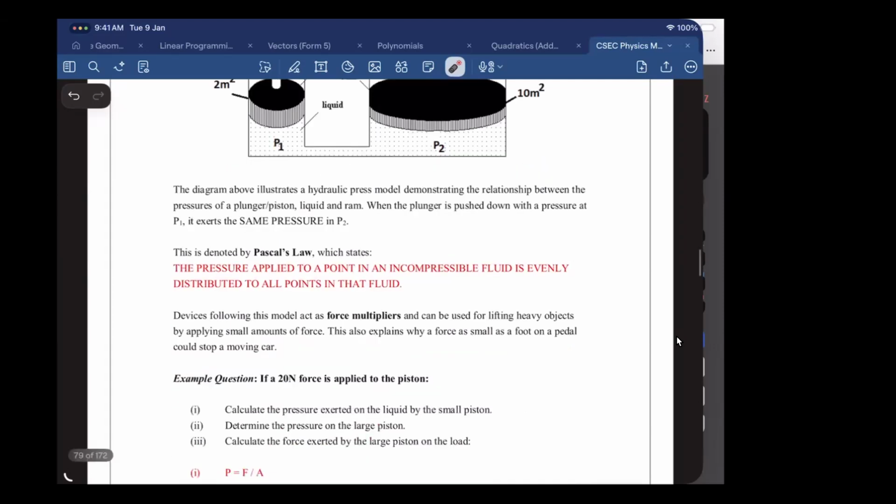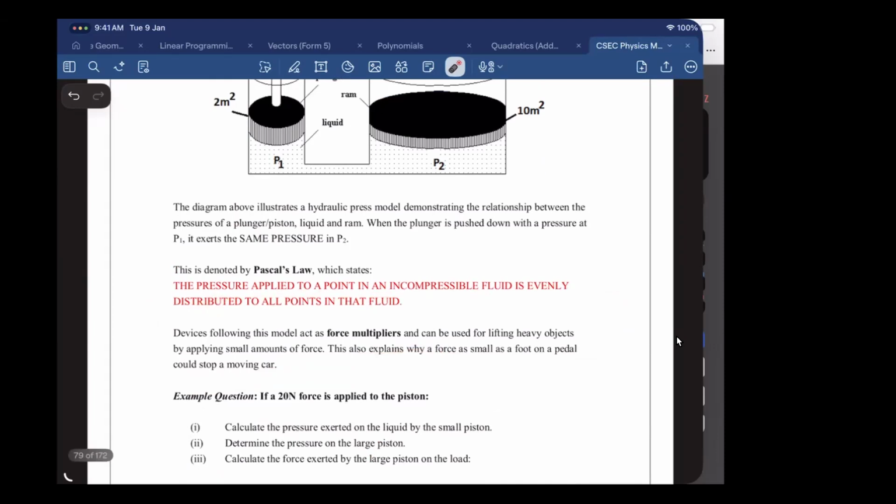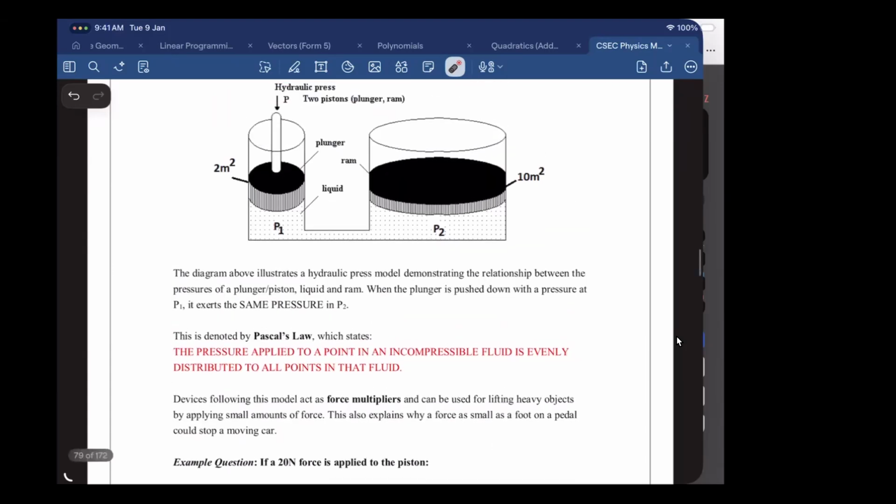Devices following the model act as force multipliers and can be used for lifting heavy objects by applying small amounts of force. This also explains why a force as small as a foot on a pedal could stop a moving car. You ever think about that? How a foot pedal could stop a car? Not really.